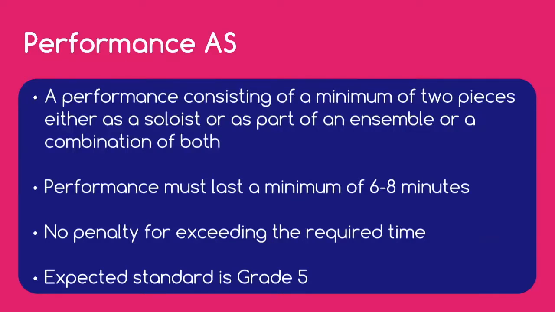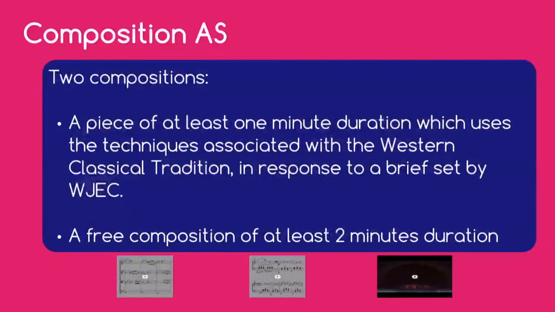The expected standard for performance at AS level is grade 5. Now, lots of you may be performing in advance of that level. Some of you may be performing just below grade 5. That's absolutely fine. What happens is that a raw mark will be calculated and then adjusted accordingly. So if you perform above the expected standard, your mark will be inflated a little to reflect the difficulty that you're performing, or vice versa if you're performing below that standard.